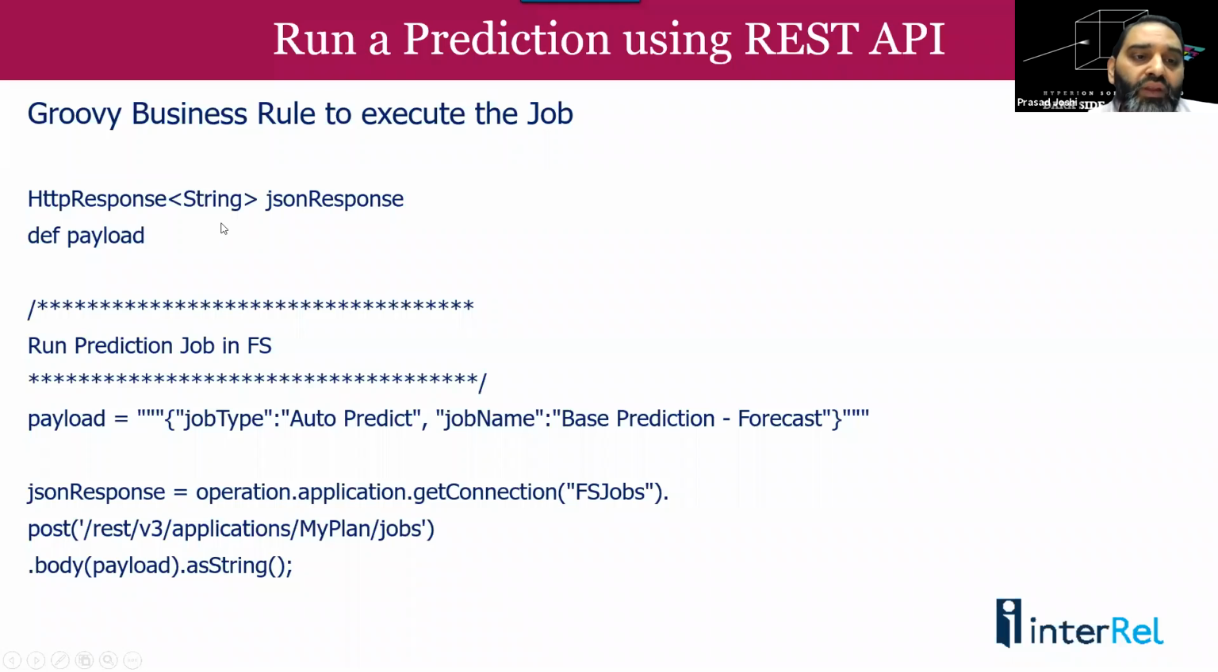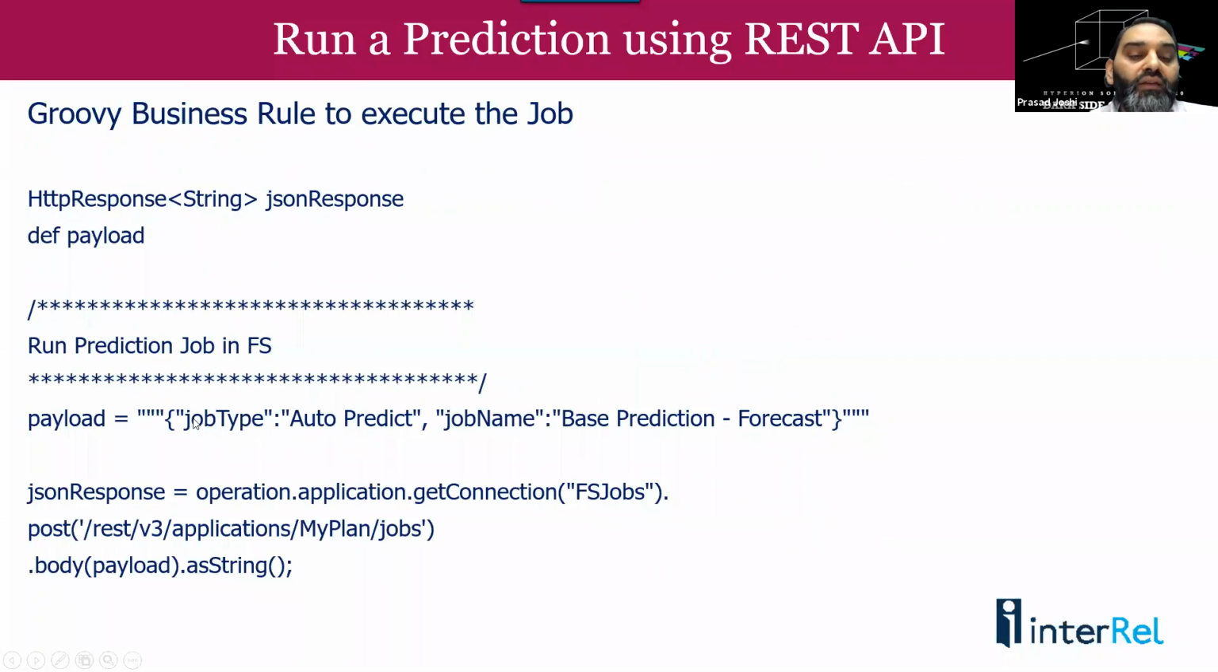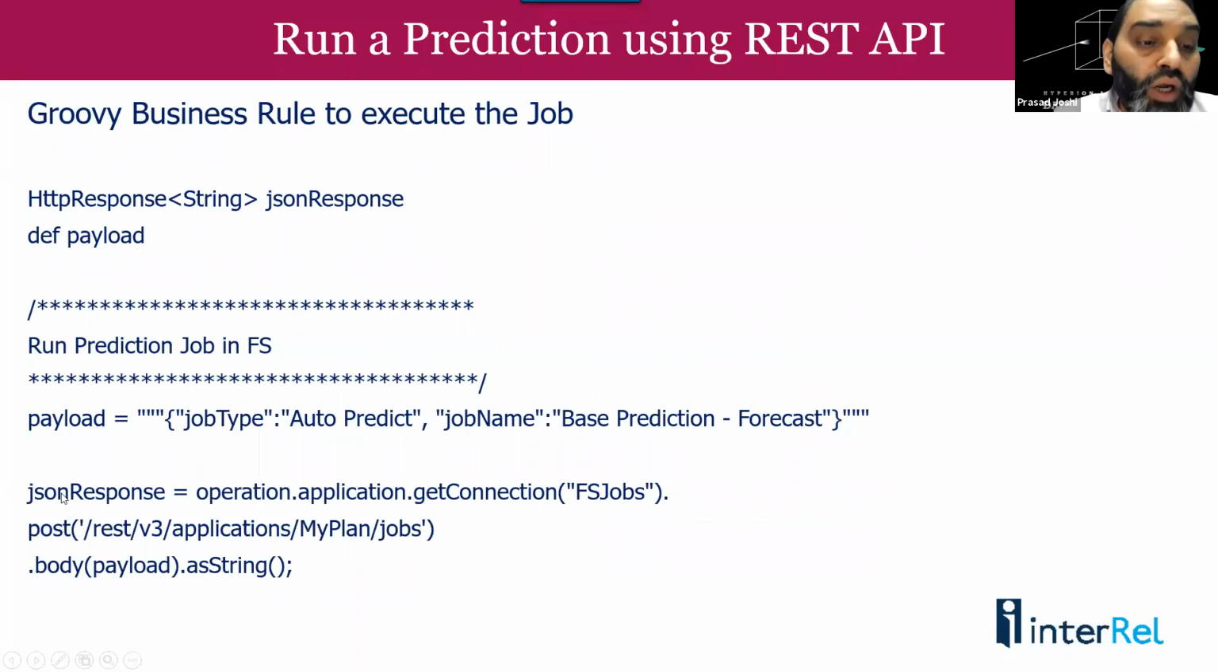But over here, I am defining JSON response, which is of type HTTP response. I'm defining a dynamic variable called payload, and then I am putting the body of the function in here, the one that I got from Postman. I am taking that and putting it as the payload variable value over here, and then this last section is what I'm going to run to run the auto prediction.